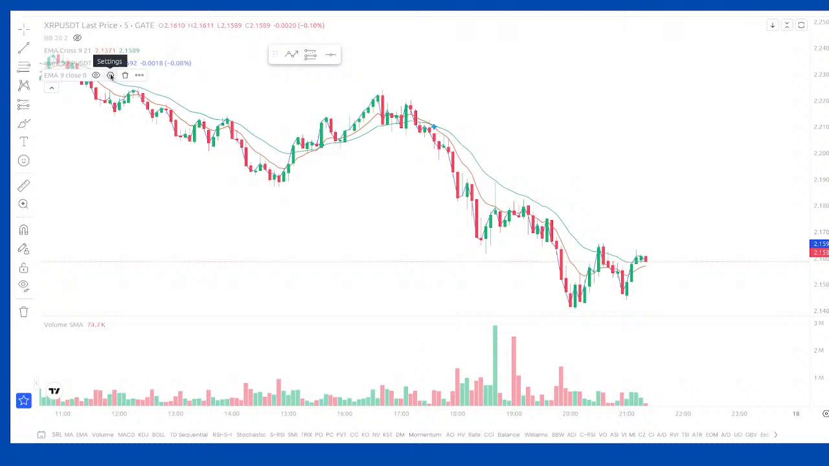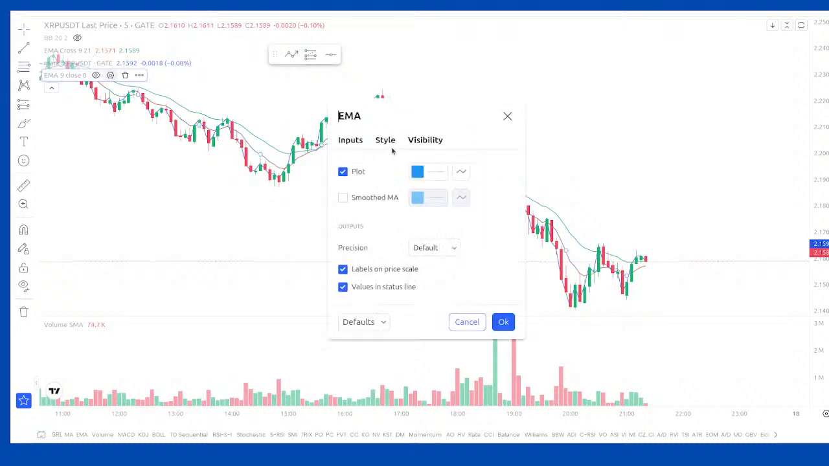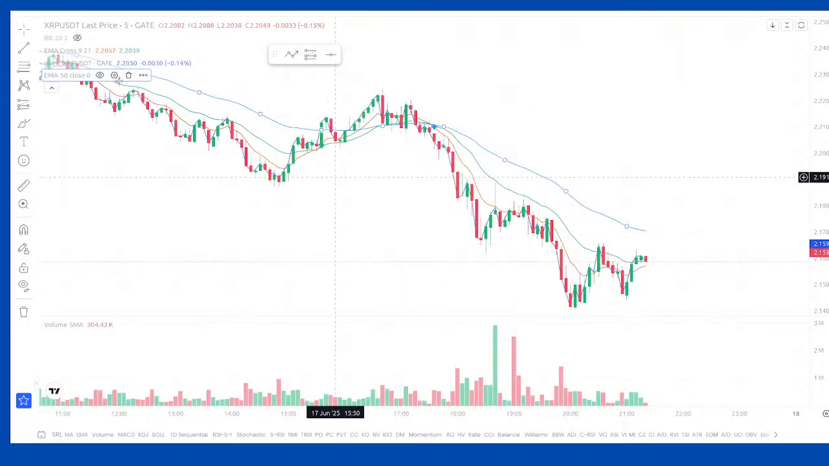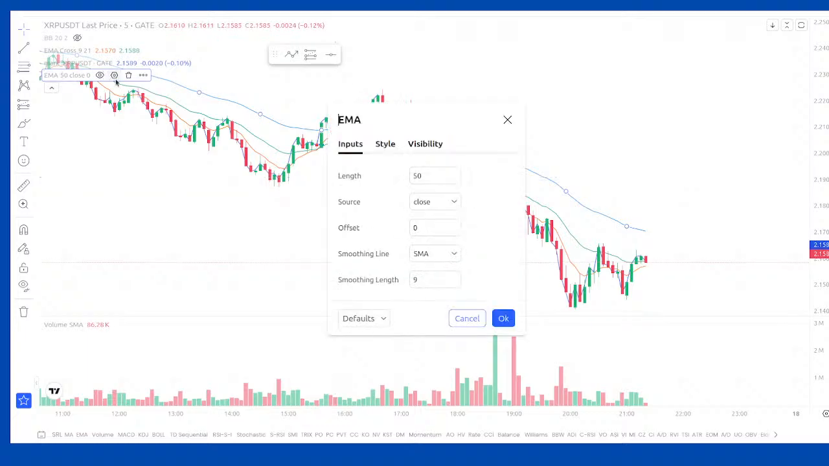So I come here to settings, then onto style, rather the input. The input I'll now change from 9 to 50. So that is the only point I change. So I just change from 9 to 50. Then I click OK. As well, I can change the color. I can change the color for 50. Let me now change the color for 50.